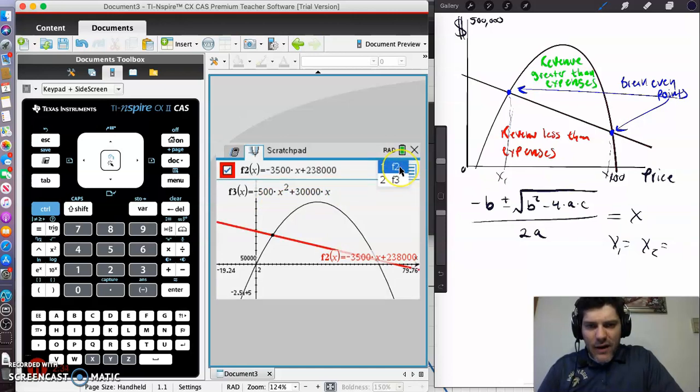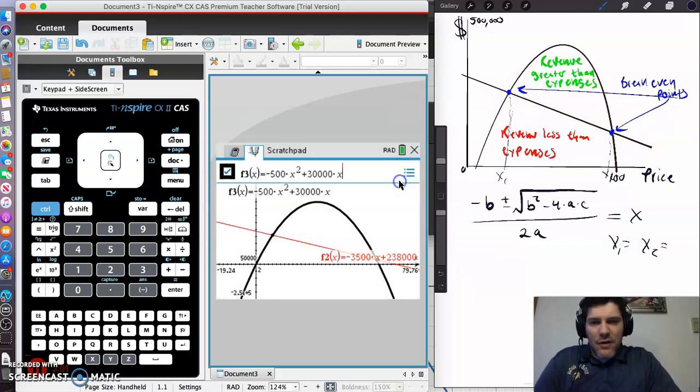And so I have my first one, which is negative 3,500x plus 238,000. That would be an expense equation. As we change x, I'm saying x, it's actually price. As we change price, it's going to create more of a reduction in our overall expenses. Again, that's that going down this graph. Less people buying it. I'm not selling as much.